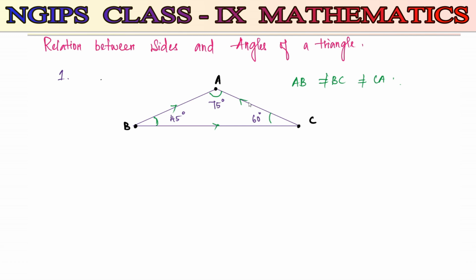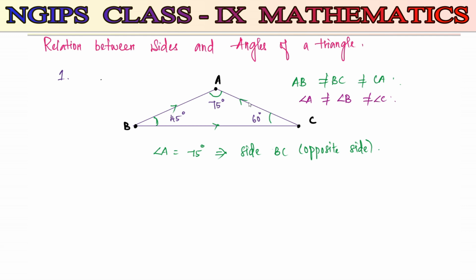For example, if you consider here the greatest angle, it is A, which is going to be 75 degrees. So opposite to this angle we have the side BC. It is the opposite side. Now in this condition, if the side AB is not equal to BC and BC is not equal to CA, it means its angles are also different. For example, angle A is not equal to angle B and angle B is not equal to angle C.